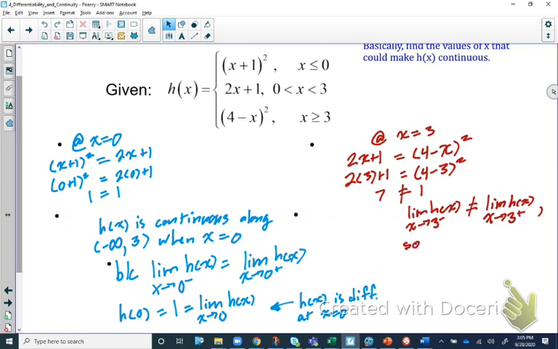So the function itself, h of x, is not going to be continuous at x is equal to 3 because the left and right sides didn't match on the limit, so the general limit doesn't exist. So if the general limit doesn't exist, it can't be equal to the function at that point. Remember how we have to satisfy the definition of continuity. It is not continuous at x is equal to 3.